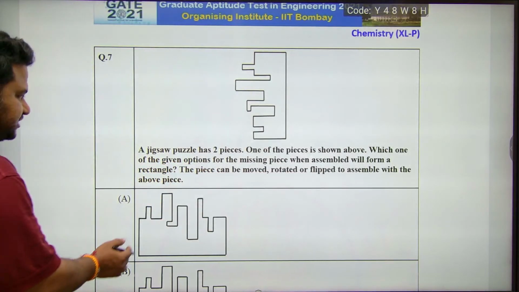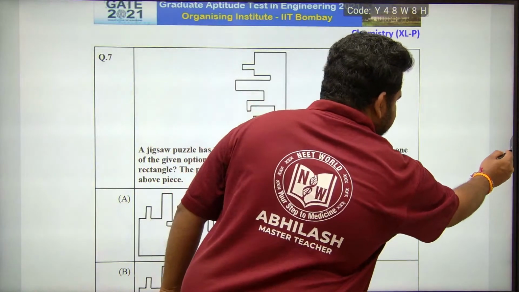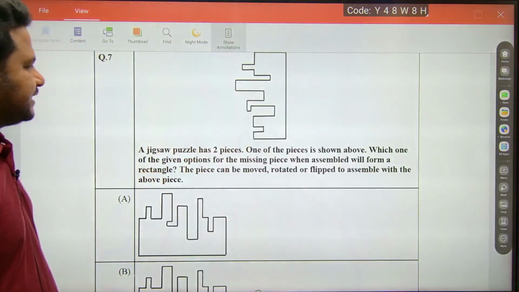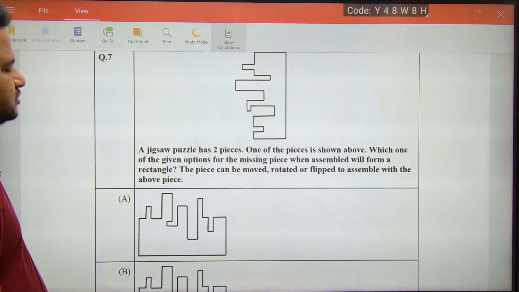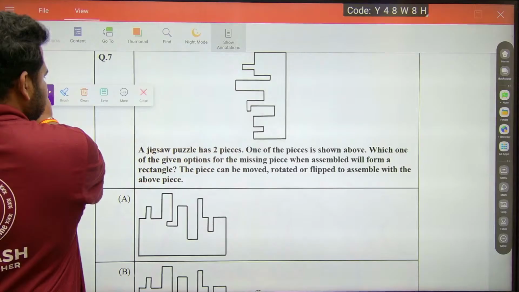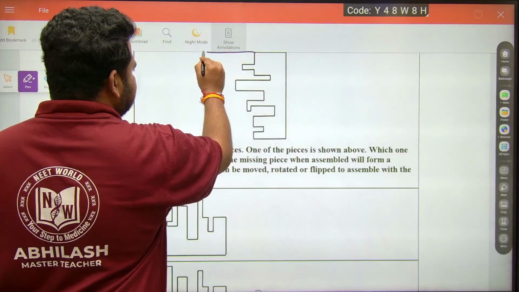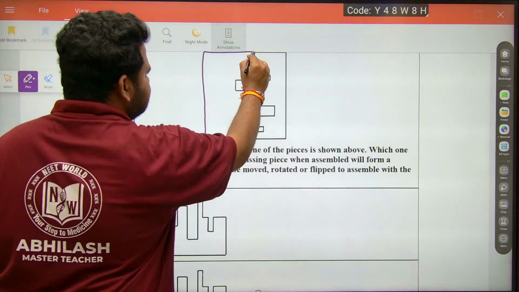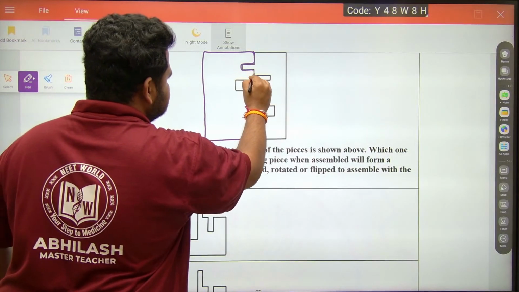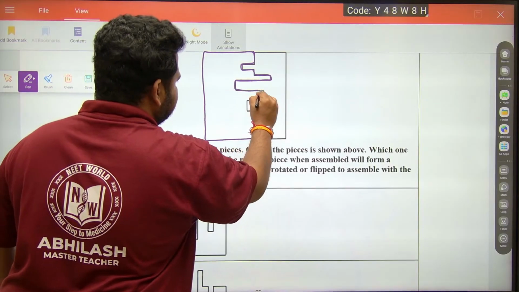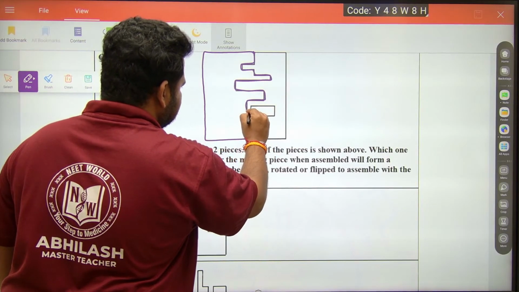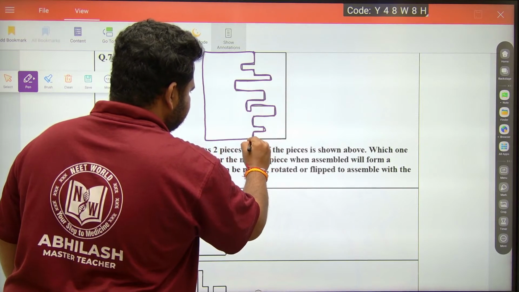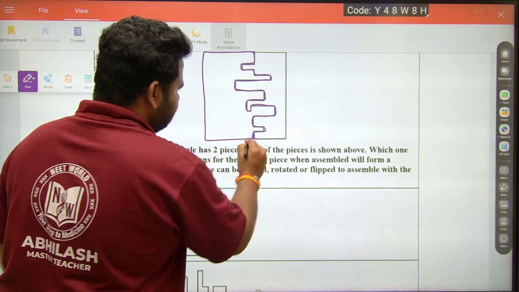For this, the first thing you have to do, they are telling rectangle. Correct, they are telling rectangle. So let us complete a rectangle here. So you can draw a rectangle here like this. Now what will you have? Observe carefully. If you write this here, you will have something like this. It goes deep here. This is what you have here.